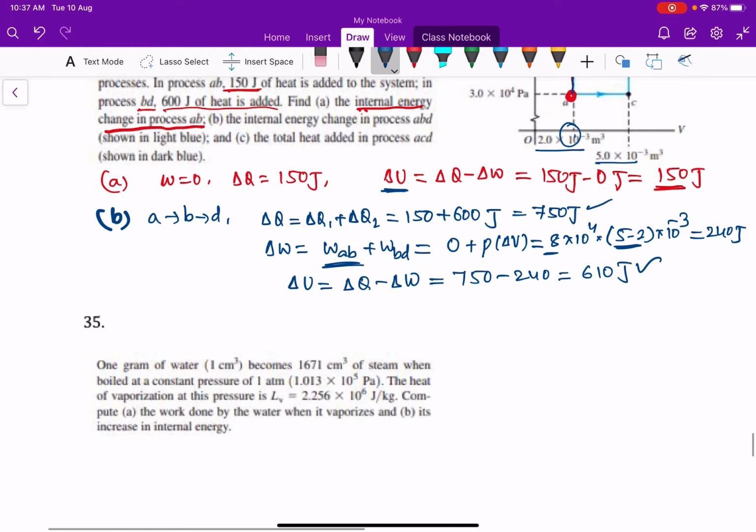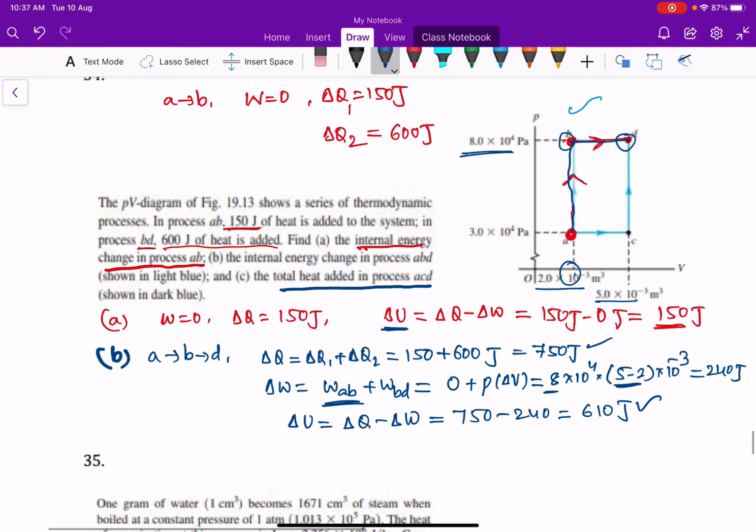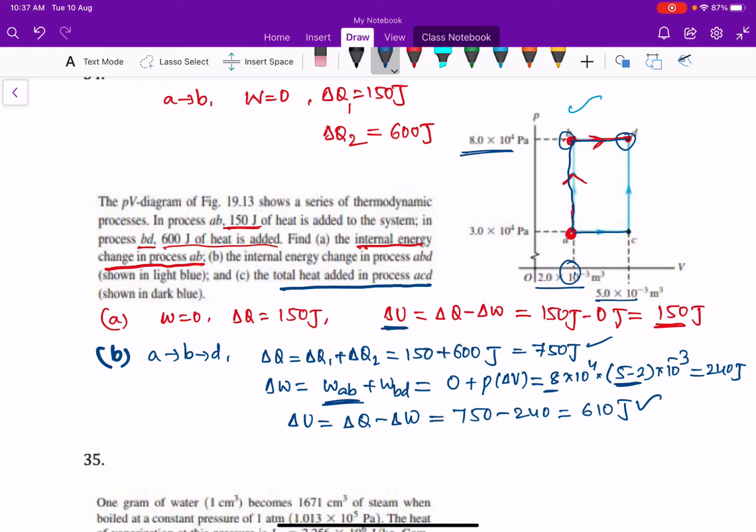Next, the total heat added in process ACD. What is the heat added in the process A to C and C to D? In this case, what is the total heat added in process A to C and C to D? See here, the initial state is A and the final state is D. Earlier we found the internal energy from A to B and B to D. In this case A to B and B to D, and in this case A to C and C to D, the initial and final states are the same.